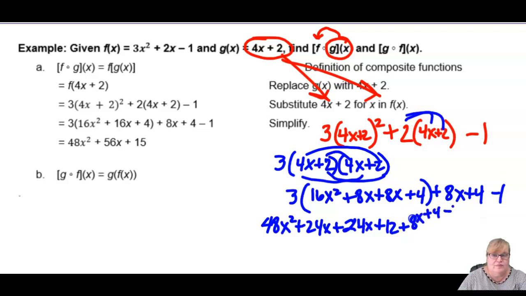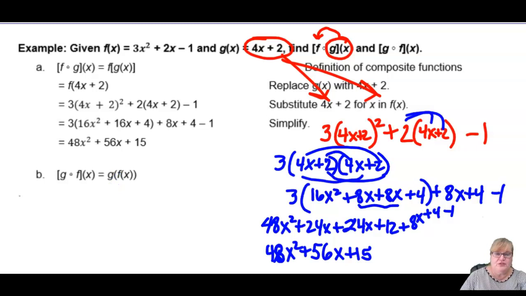8x plus 4 minus 1. If I combine all those like terms, I could have combined these earlier, but I would get 48x squared plus, there's 48 x's plus 8 more would be 56 x's, I believe. And there's a 12 plus a 4 is 16 minus 1 is 15. Oh yay, I got their answer. Okay.